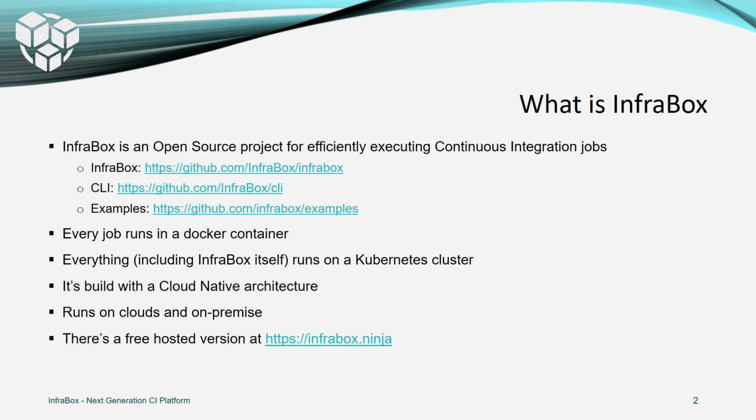Every job on InfraBox runs in a Docker container. As we will see later on, this gives us some huge benefits. Everything, including InfraBox itself, also runs on a Kubernetes cluster, so every task you schedule will be run on a Kubernetes cluster. InfraBox is built with a cloud-native architecture, so you can run it on any cloud or on-premise wherever you have a Kubernetes cluster available. There's also a free hosted version of InfraBox at infrabox.ninja. You can use it to run your first CI jobs on InfraBox.